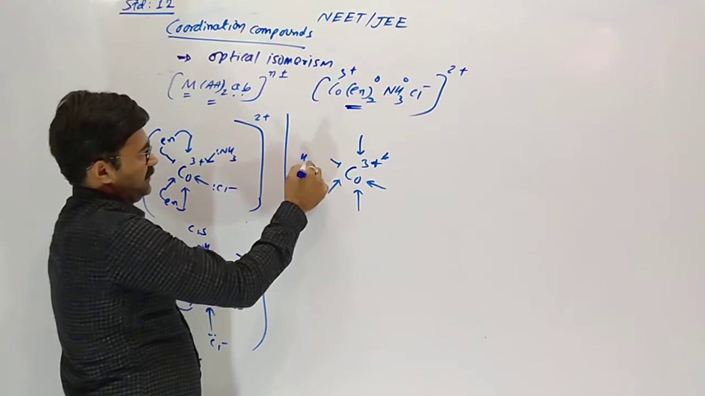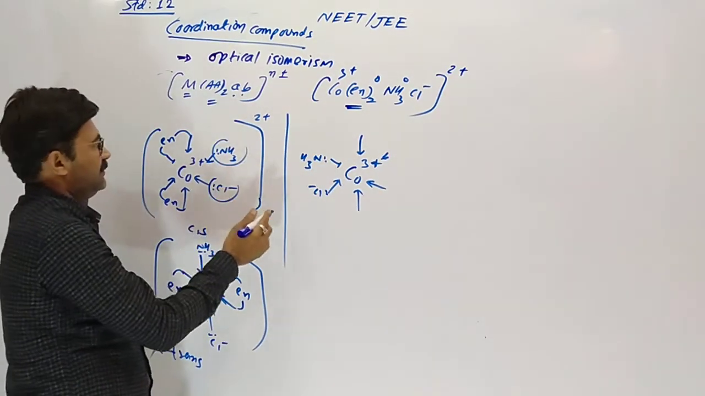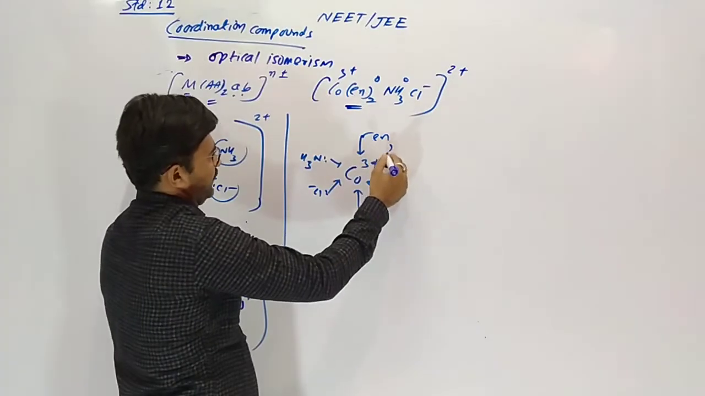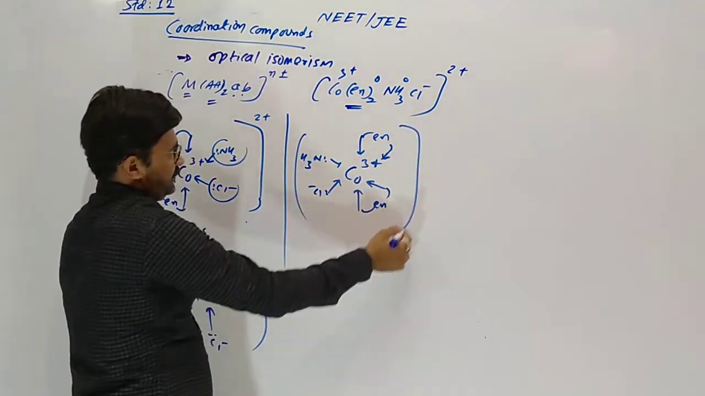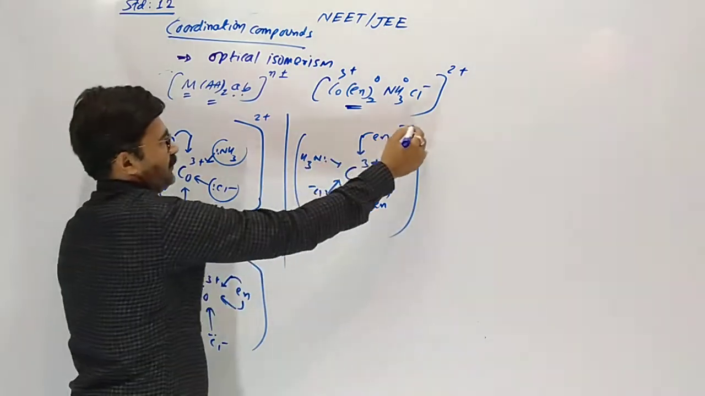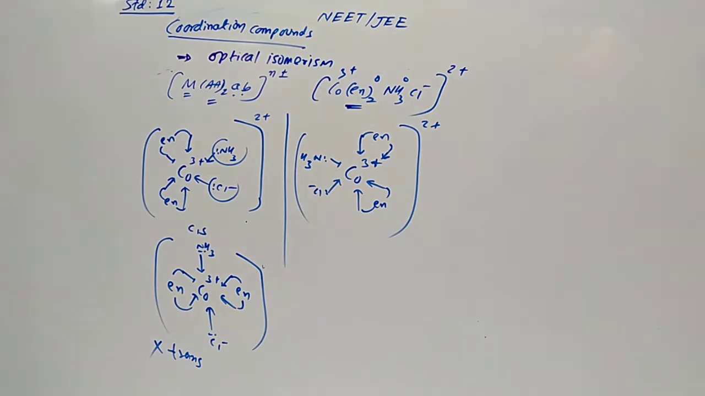Here NH3 and chloride come on the left hand side, here on the right hand side, 2 En here on the right hand side. Because here it is on the left hand side, one of them is dextro, one of them is levo. This one also gives 2 optical isomers. Trans is not optically active. Trans is optically inactive.